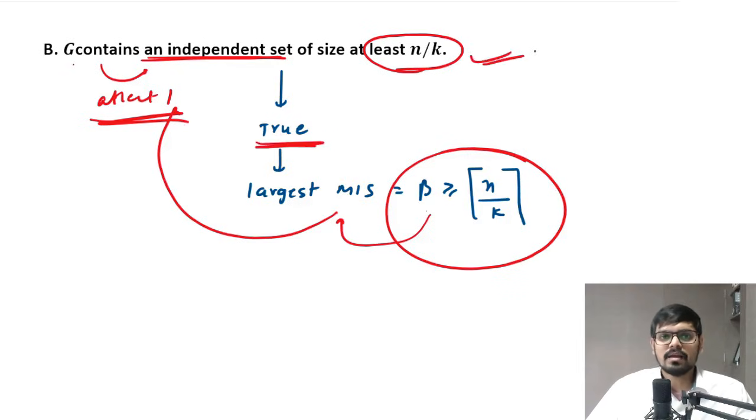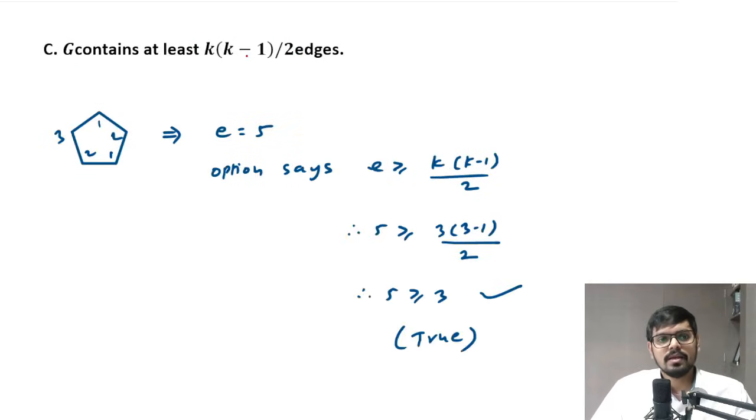So just see, contains an independent set of size at least n by k. Your brain should be like, n by k we have seen, that is nothing but beta is greater than or equal to n by k. So what is beta? The independence number, made from the largest MIS, and MIS is nothing but maximum independent set. So there exists an independent set. Easy. If you have referred to the class notes, you can easily answer all these things.